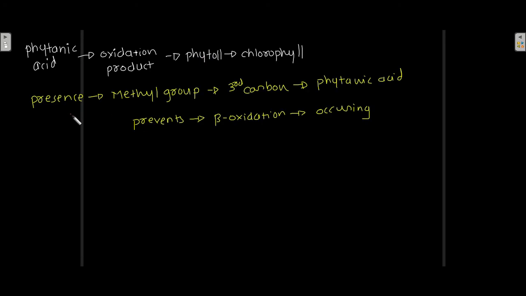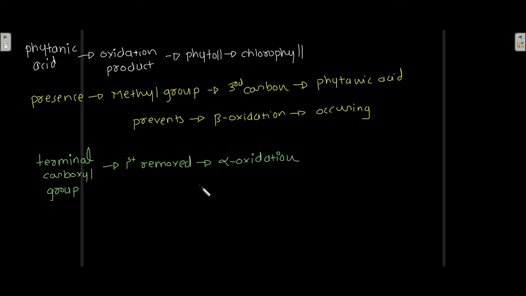Now there is presence of a methyl group at the third carbon of the phytanic acid. You take phytanic acid, look at its third carbon, you will find a methyl group. Now this methyl group prevents the beta oxidation from occurring. You cannot beta oxidize phytanic acid, and the reason for that is this methyl group which is present at the third carbon, and that is the reason why this phytanic acid is not subjected to beta oxidation, it is subjected to alpha oxidation.